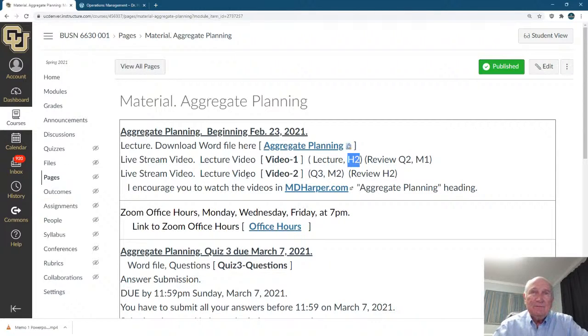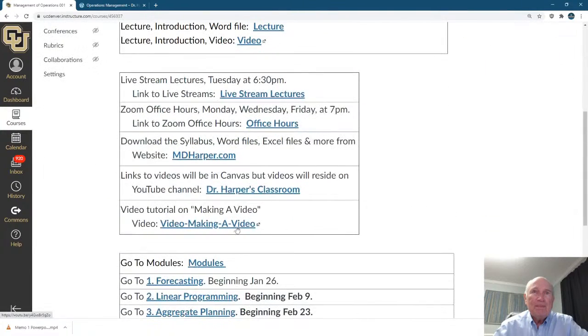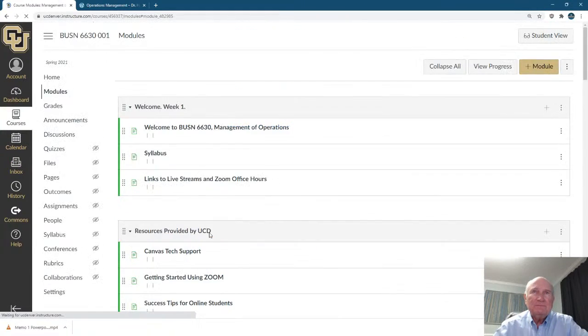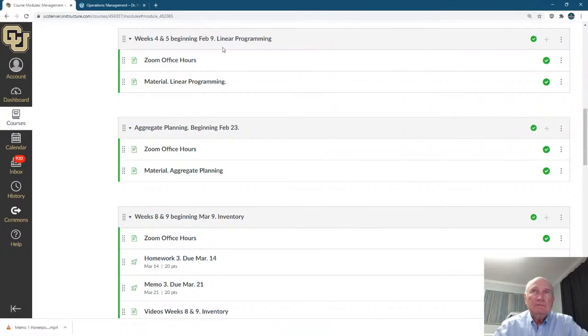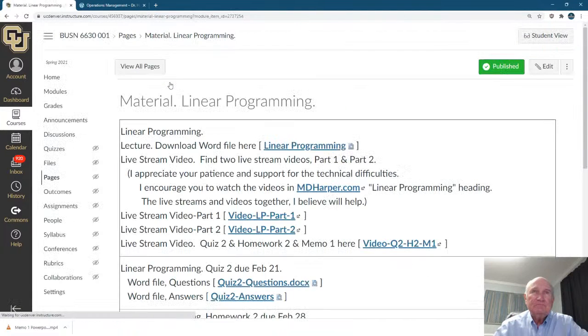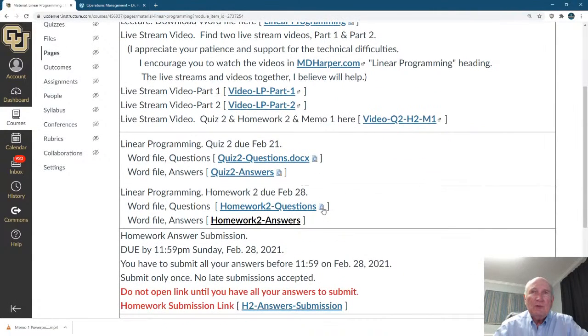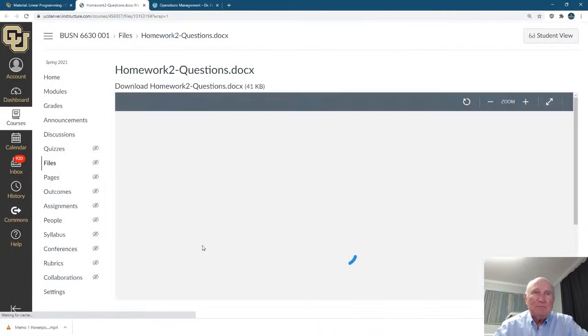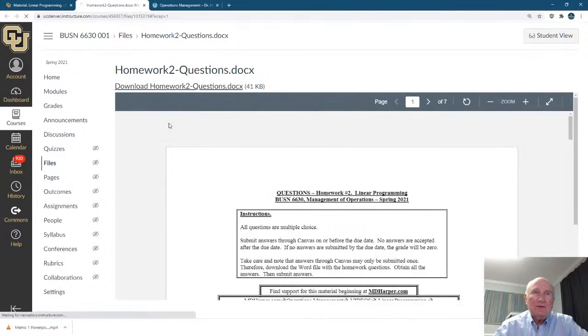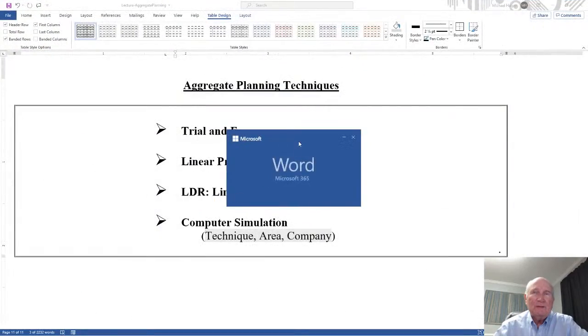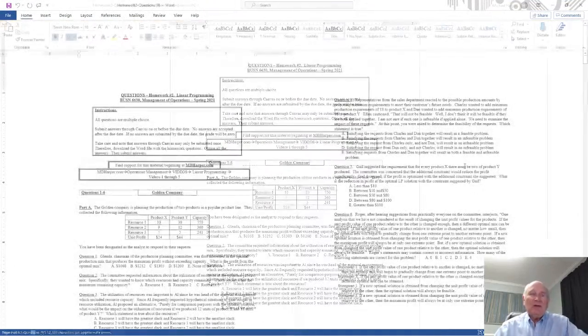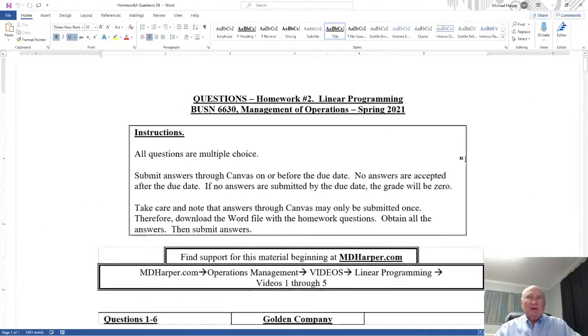Well, actually, let's back up here. Home, linear programming, material, questions, homework questions right here. So let's open this up, download this, open this up, open. There it comes. Okay, so let's look at this real quick.